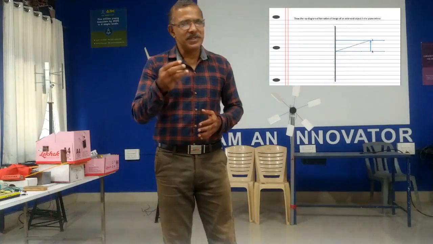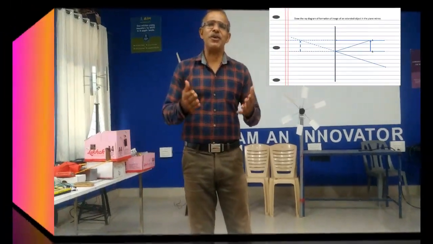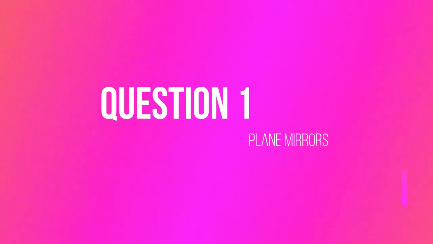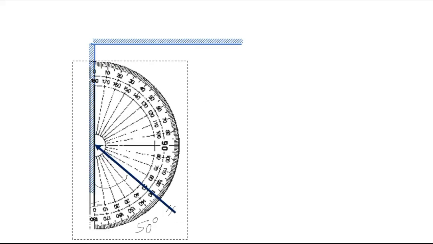So we shall take up 3 or 4 questions in this tutorial and see how we can draw them. When the mirrors are arranged in such a way that they have a 90-degree angle between each of them, and given an incident ray which is making a 50-degree angle with the plane of the mirror, this is 50 degrees. You have to show the path of the reflected ray in both the cases of mirrors.